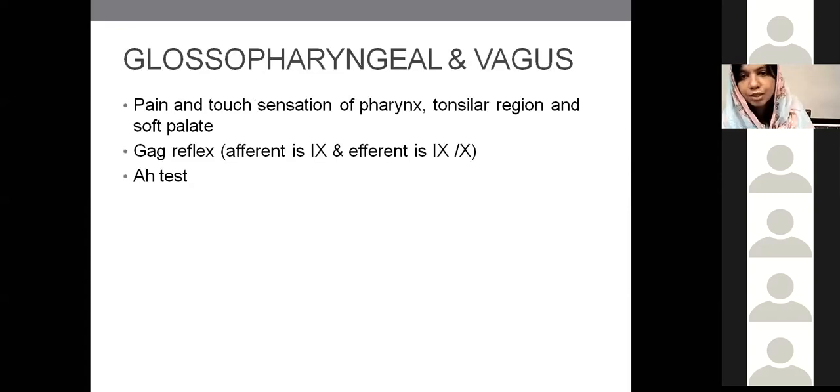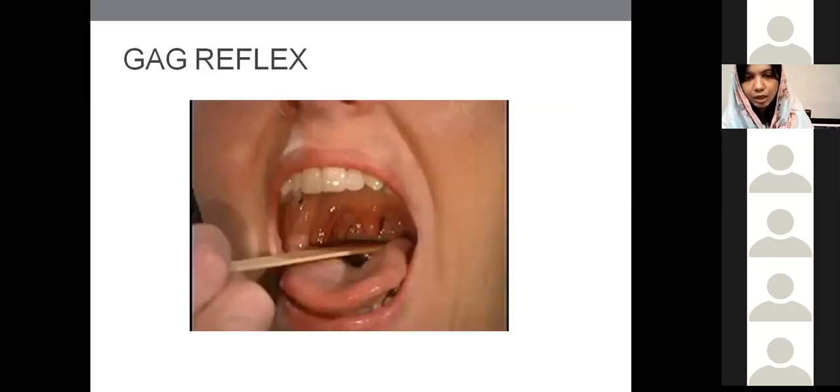Now going towards the glossopharyngeal and the vagus nerve. Pain and touch sensation of the pharynx, tonsillar region, and soft palate are served by them. For this we have the gag reflex and the Ah test. So these are the two tests. For the gag reflex, the afferent is the 9th, and the efferent is the 9th and 10th. This is the gag reflex.